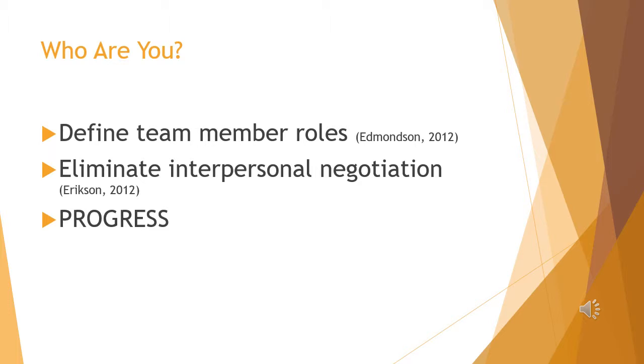The first thing that leaders can do, in particular, which we'll talk more about later, is to define the team member roles. Define that. Edmondson states that upfront delegation allows progress to be made sooner. It just happens this way.